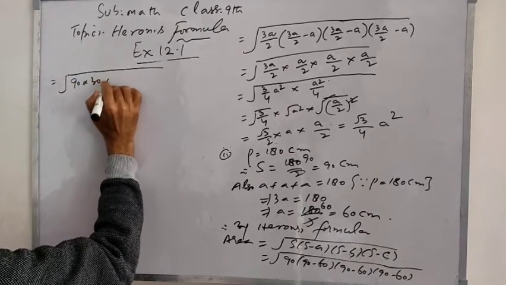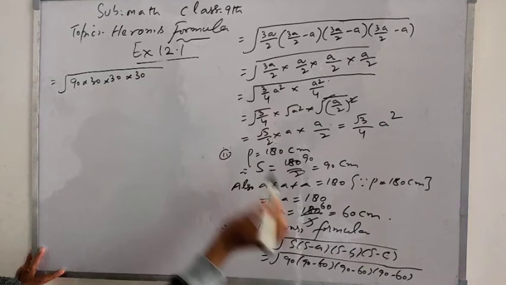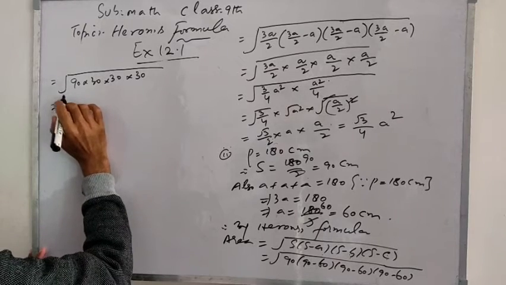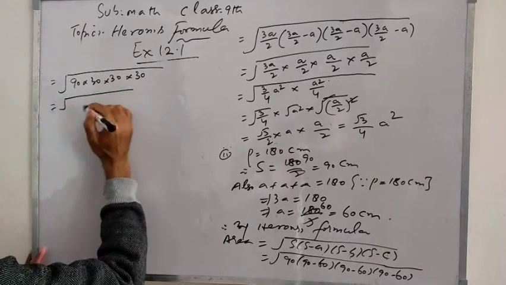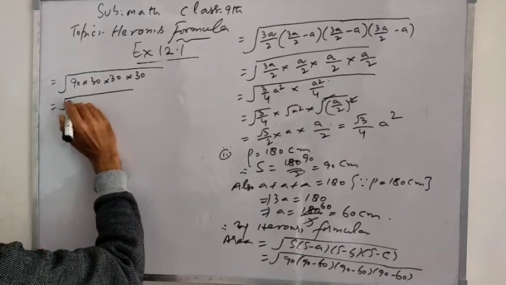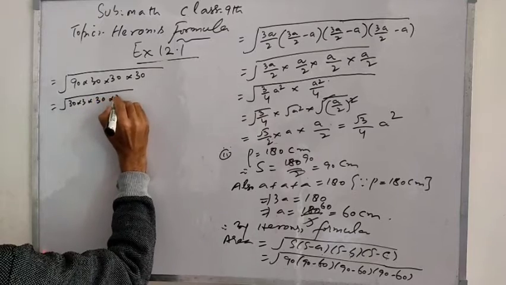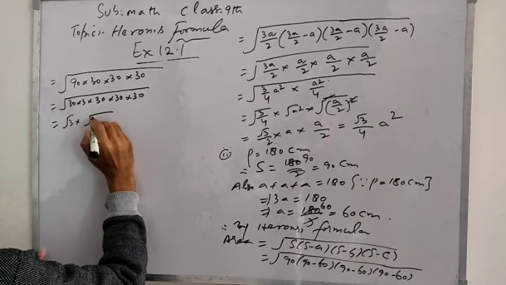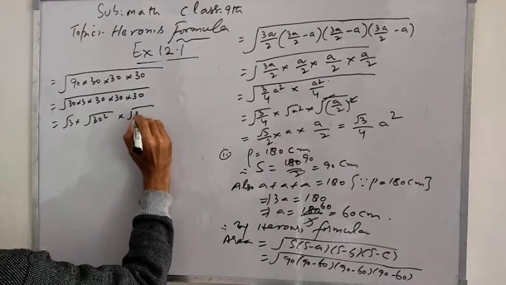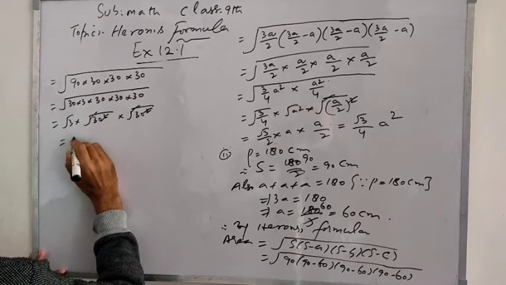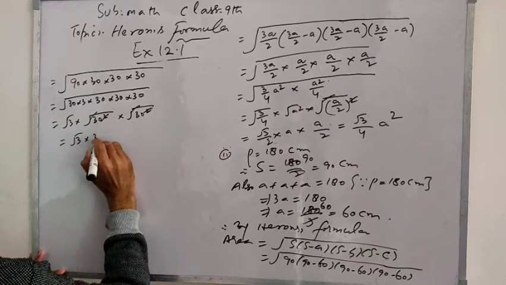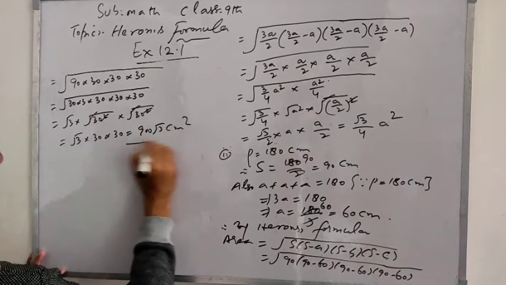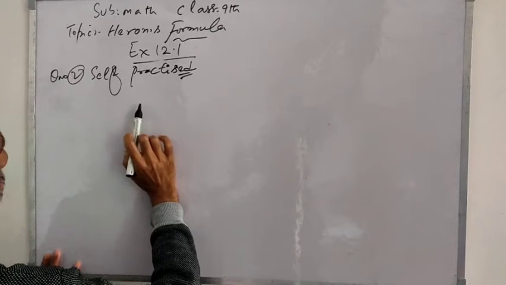Which will be equal to root of 90 into 30 into 30 into 30, because 90 minus 60 is 30. That is 30 into 3 into 30 into 30 into 30, which will be equal to root 3 into root of 30 whole square. The square root cancels, so that will be equal to root 3 into 30 into 30, which is 900 root 3 centimeter square. Question number 2 should be self-practiced.